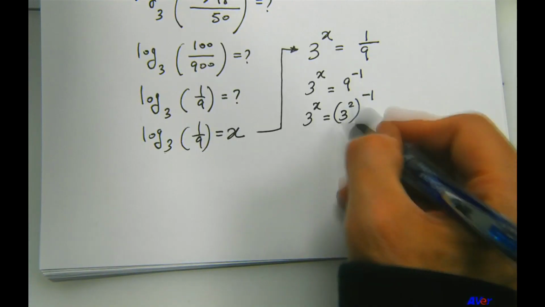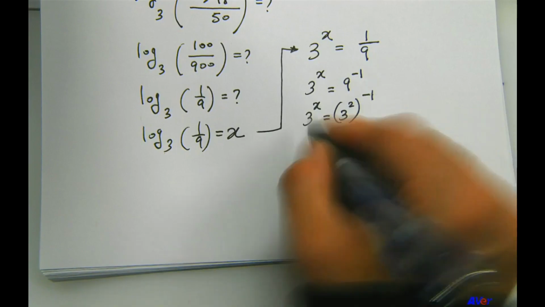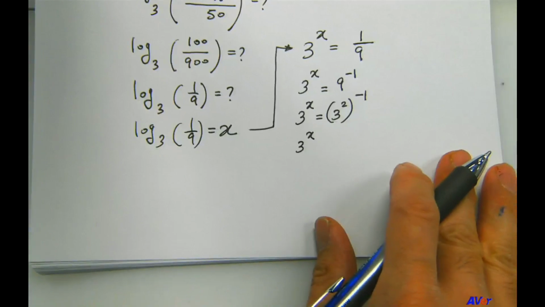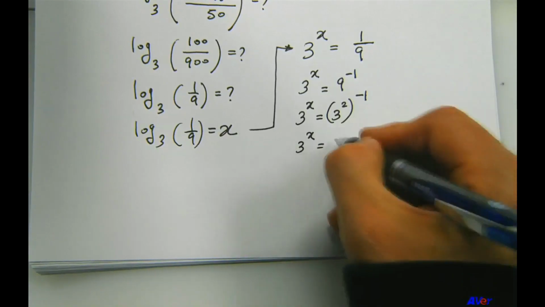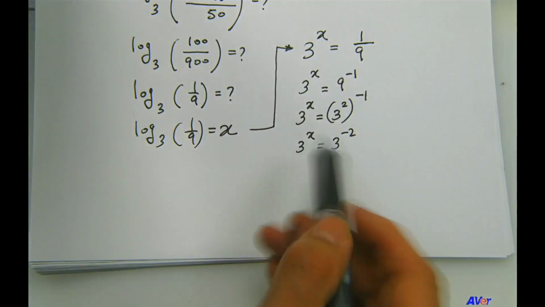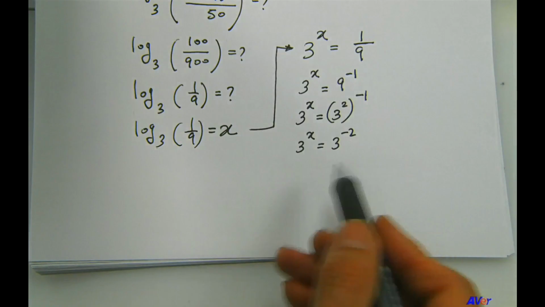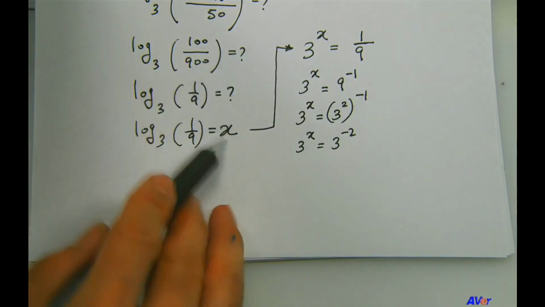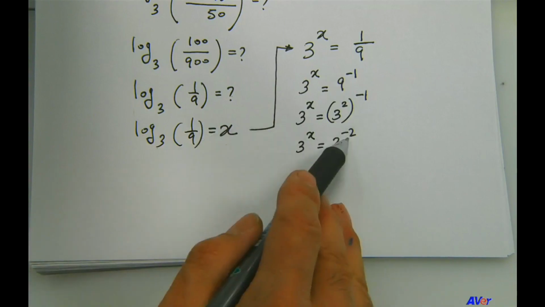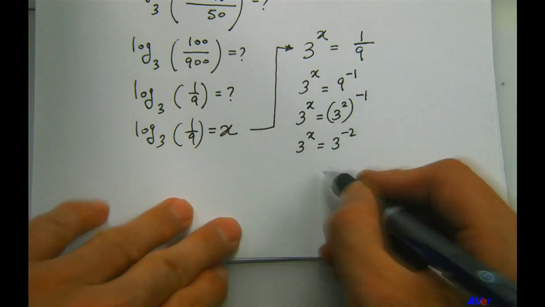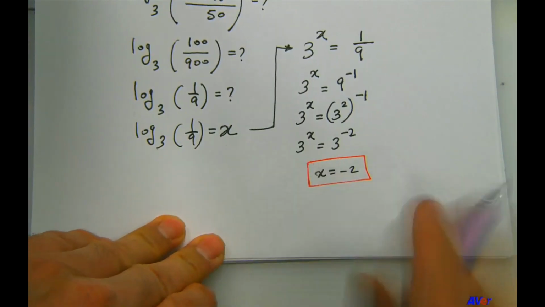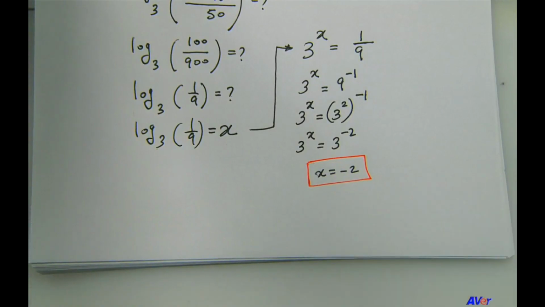By the properties of exponents, we can multiply those exponents. So we have 3 to the x equals 3 to the minus 2. You see right away that if the two sides are to be equal to each other, then this value that we were looking for, which we labeled as x, must be equal to negative 2.